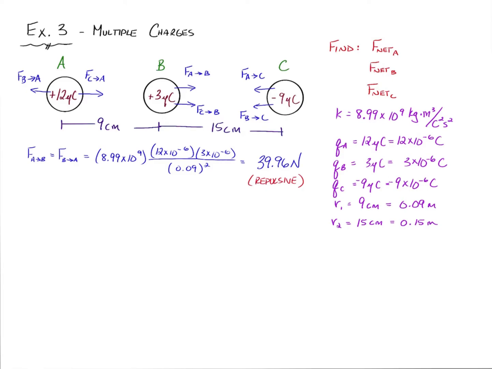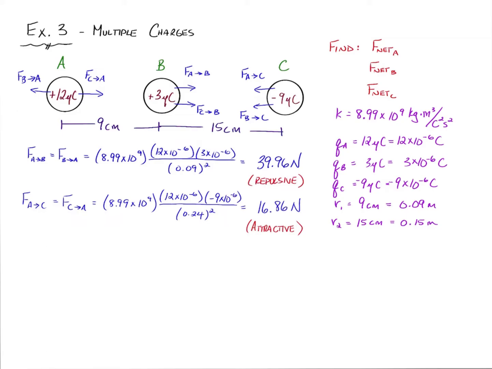And that's step number one, but I still need to figure out between B and C and between A and C. So if I want to do A and C next, it doesn't really matter what order. Well, the force of A acting on C has to be equal, but in the opposite direction of C acting on A. And again, in our diagram, that's true. A on C goes left, and C on A goes right. I'm going to do the same thing. Plug in K, plug in my 12 microcoulombs for A, but now my negative 9 microcoulombs because this is C. And I don't want to plug in 0.9 or 0.15.